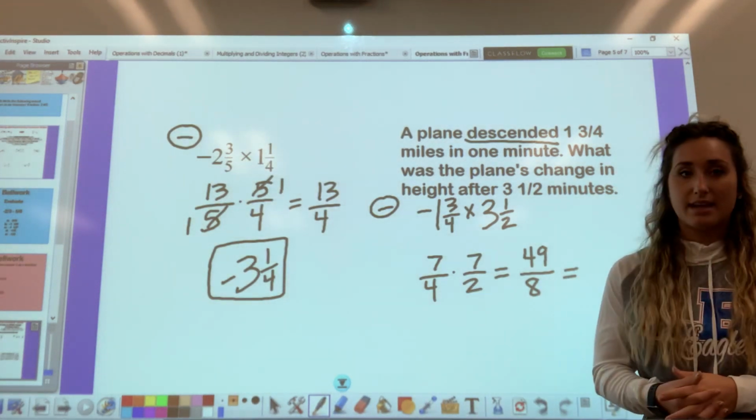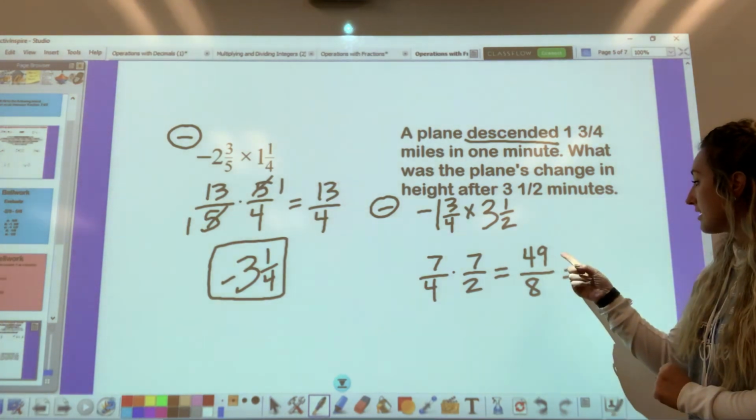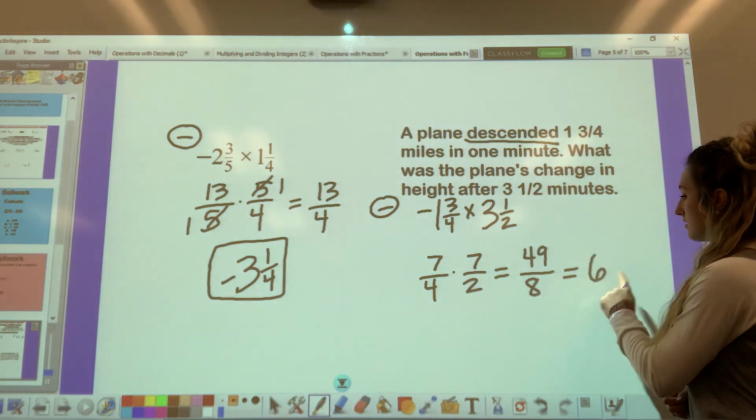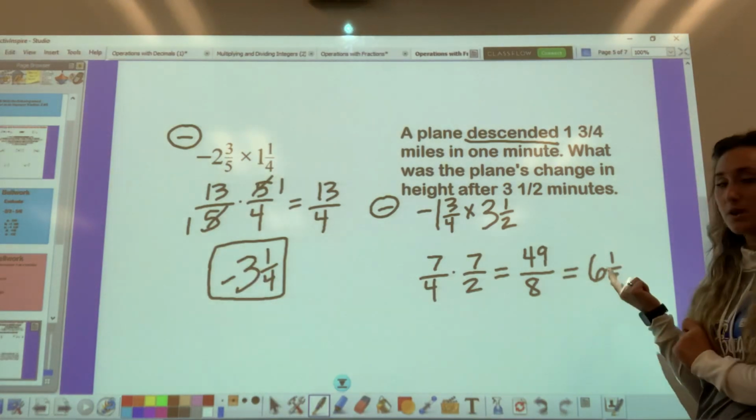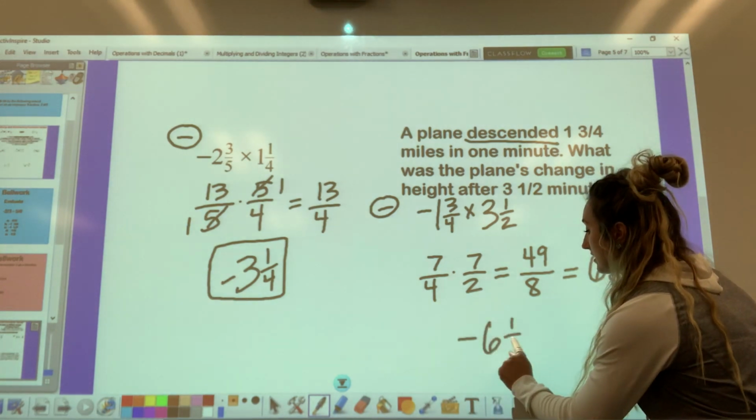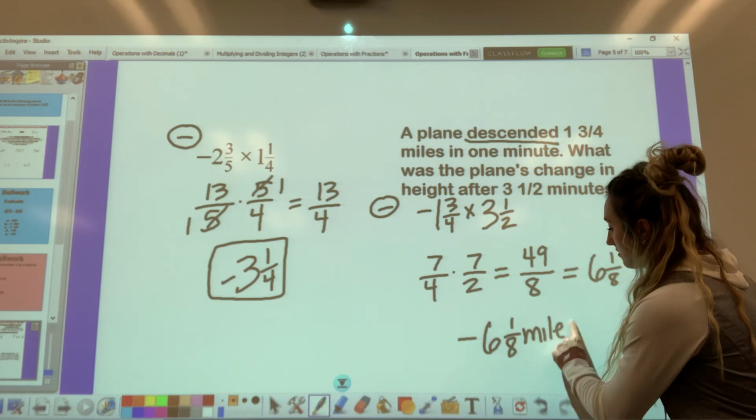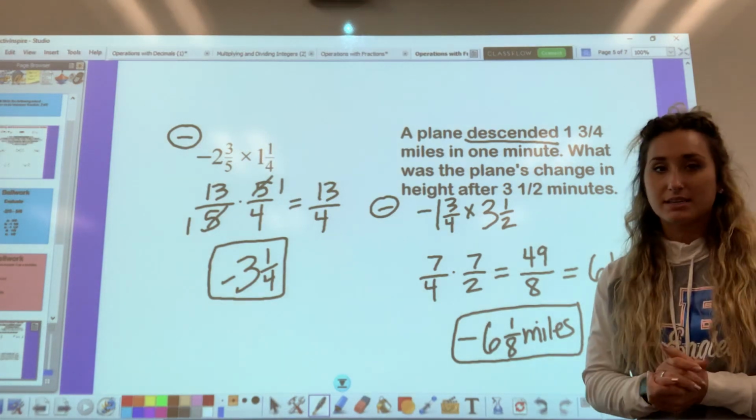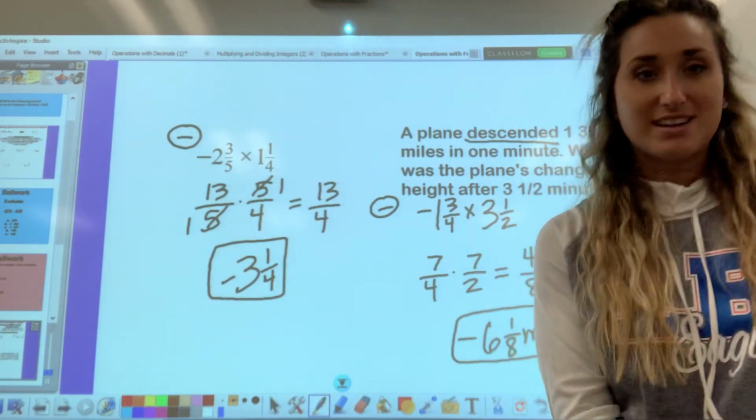And then to make that a mixed number, 8 goes into 49 6 times. That takes you to 48 with 1 left over. So 6 1/8 is your answer, but it is negative to show that it descended 6 1/8 miles. All right, so there you have it, multiplying positive and negative fractions. Time for you to practice.